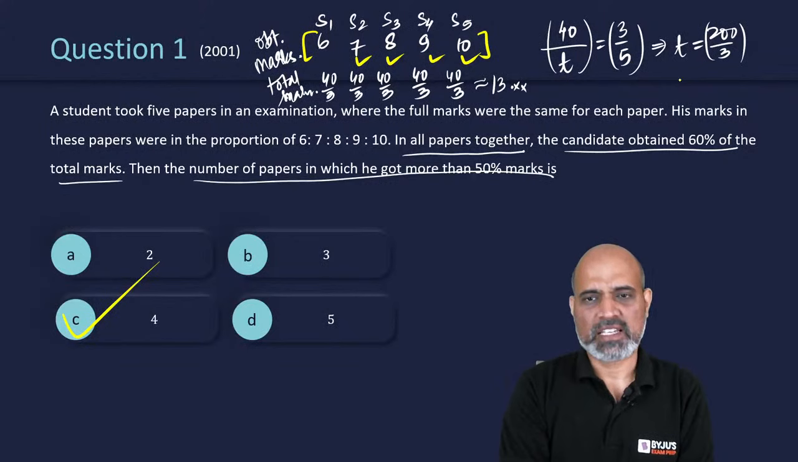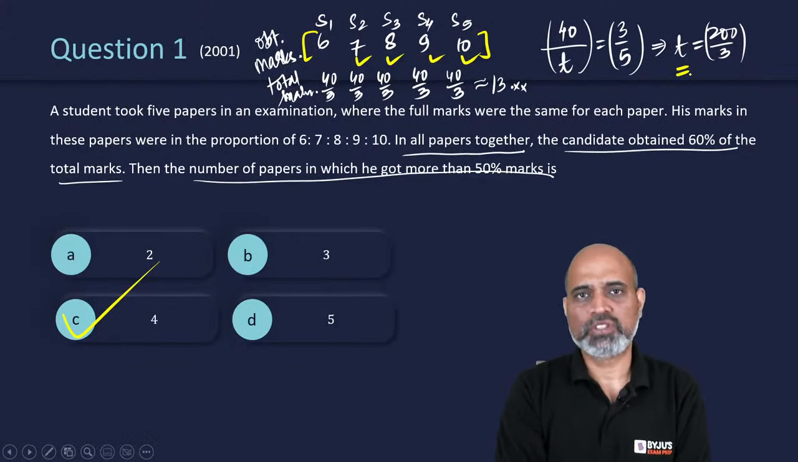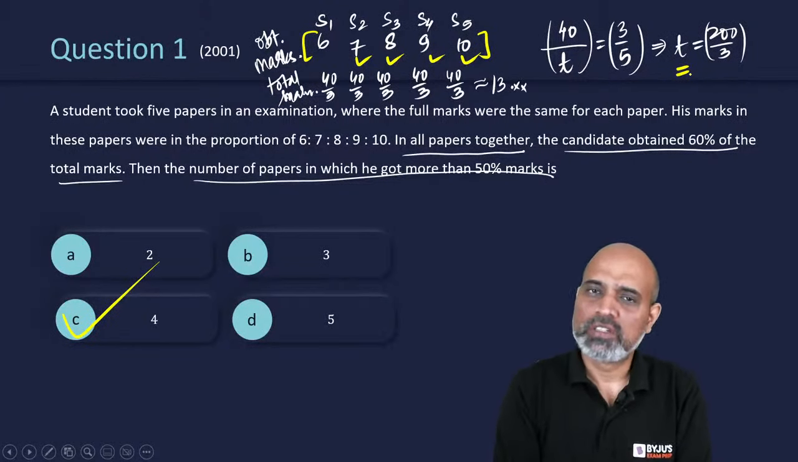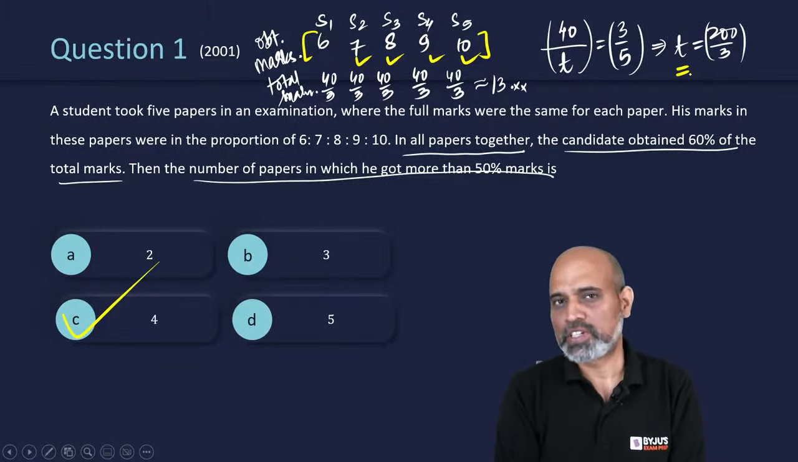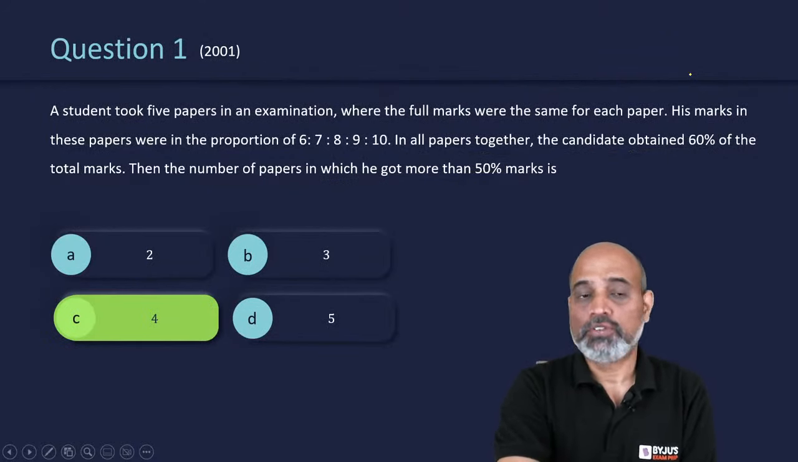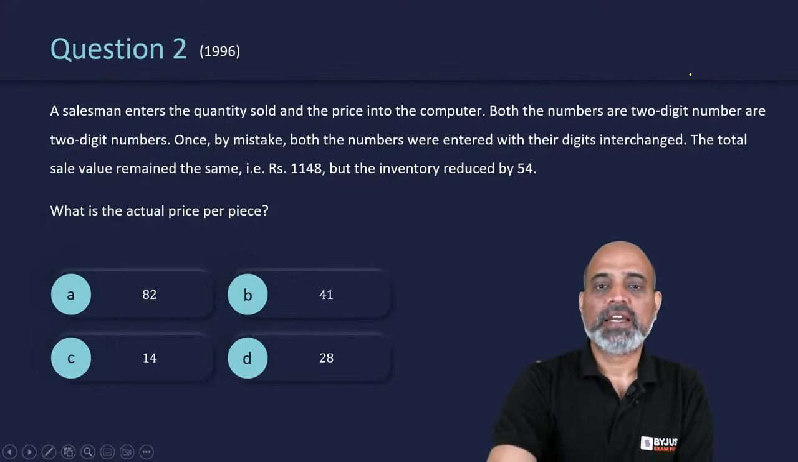Variable, yes, one was used so that you can understand. If that was not used, I would have assumed that 40 is 60% of what, right? You could have solved from the other side also. So 4 is going to be the answer. Next question.